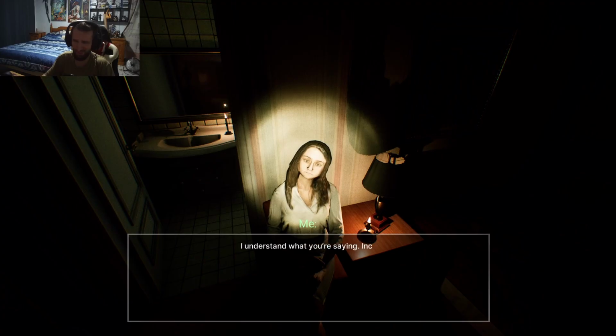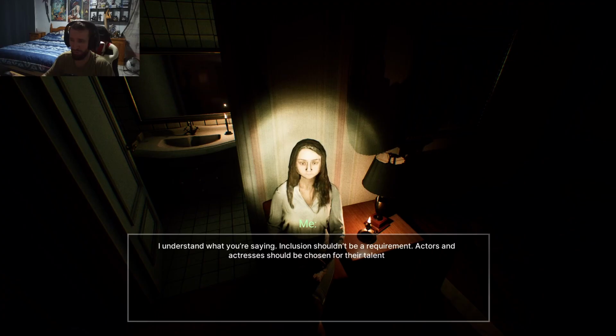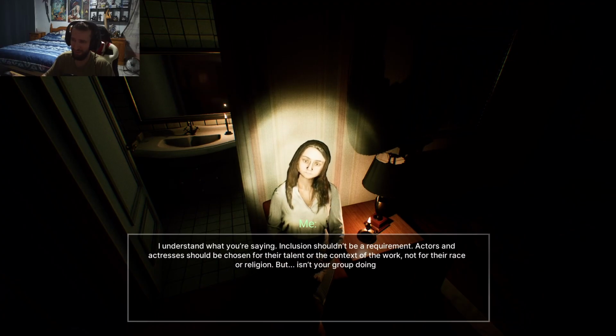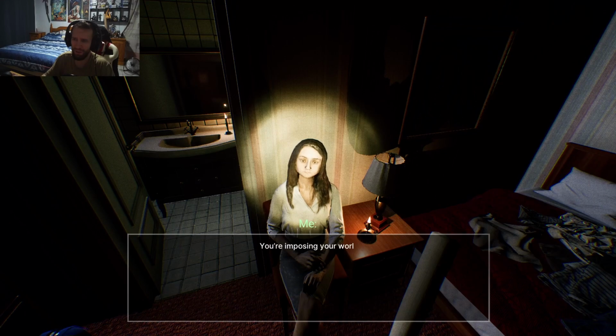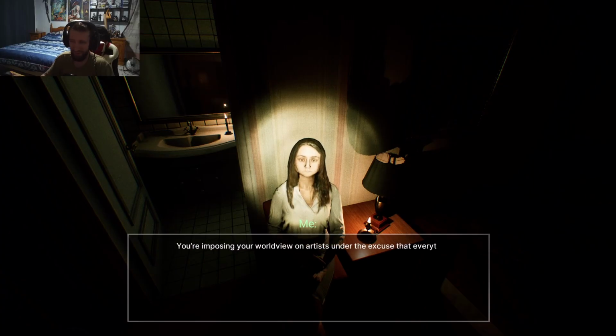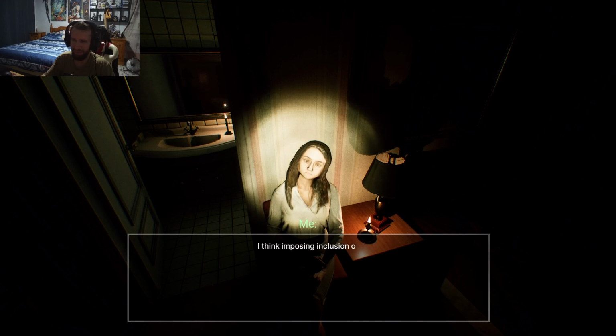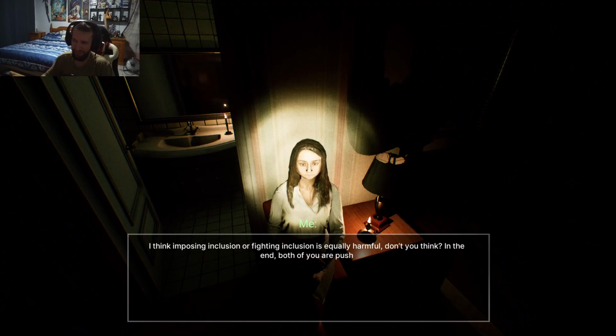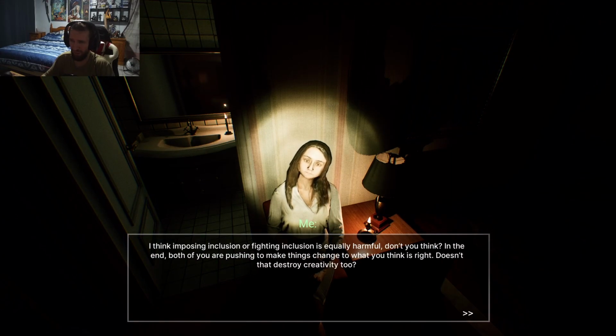I understand what you're saying. Inclusion shouldn't be a requirement. Actors and actresses should be chosen for their talent or the context of the work, not their race or religion. But isn't your group doing the same thing? You're imposing your worldviews on art under the excuse that everything is indoctrination. I think imposing inclusion or fighting inclusion is equally harmful. Don't you think? In the end, both of you are pushing to make things change to what you think is right. Doesn't that destroy creativity?